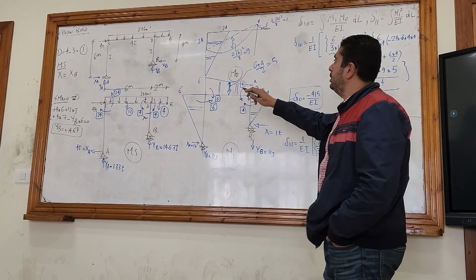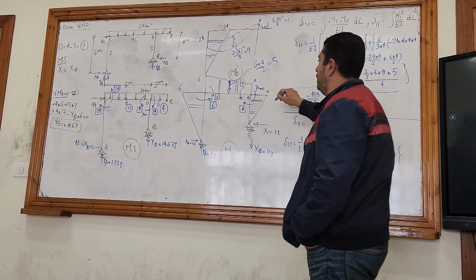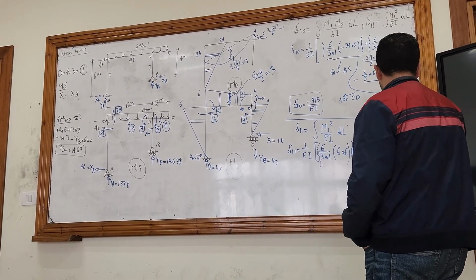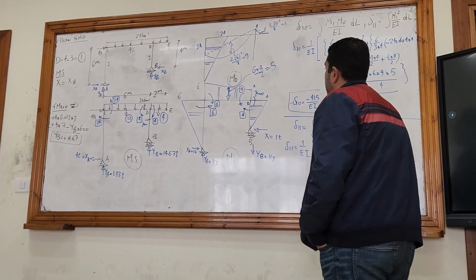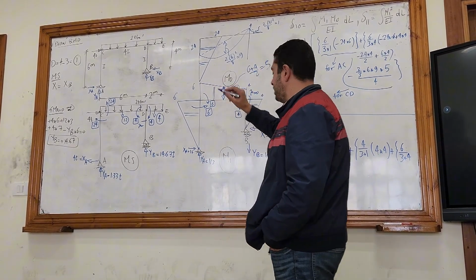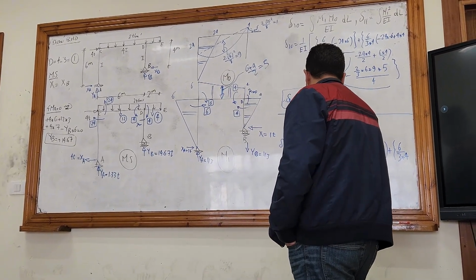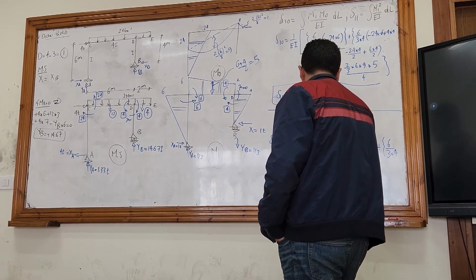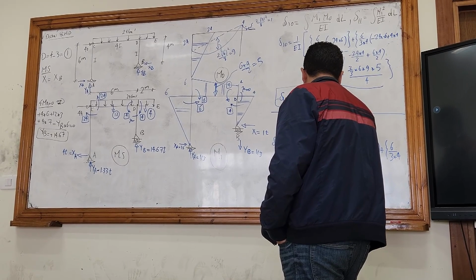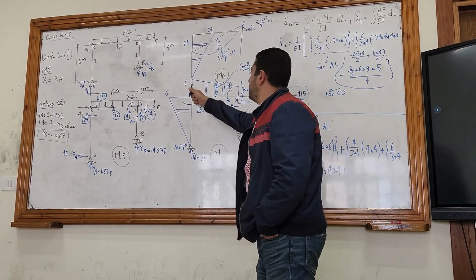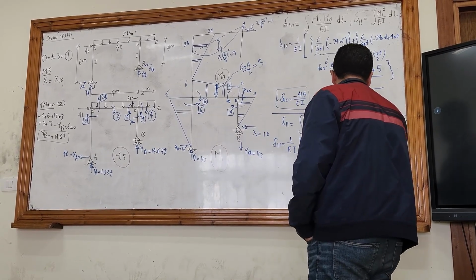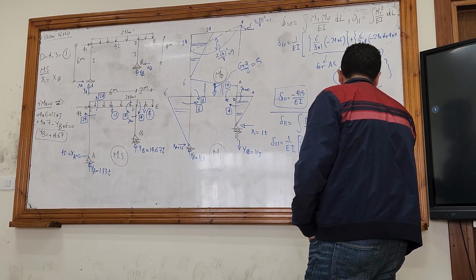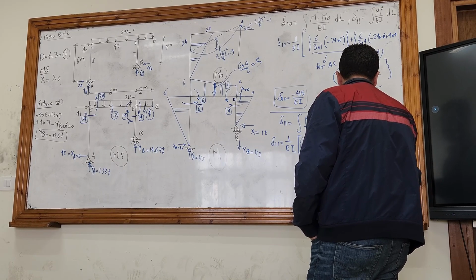Trapezium, right? So linear with linear. L, 6 meters, divided by 3 multiplied by the I factor, which is 4. 6 multiplied by 6. Plus 6 times 4, 4 times 4. Second value multiplied by the second value. Plus 6 times 4 divided by 2. Plus 4 times 6 divided by 2. This is the third member.